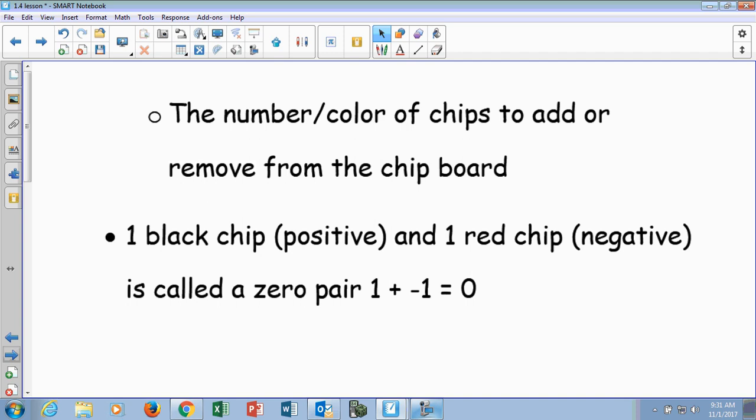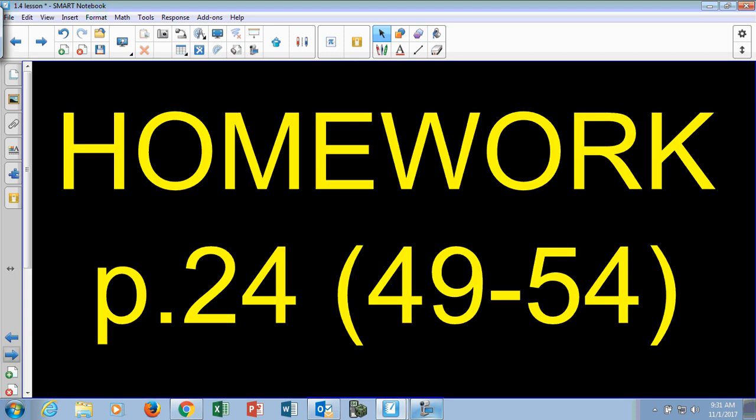All right, so your homework for tonight, and you can work on it now because you have lots of time. Page 24, 49 to 54. And you literally have a half hour to work on it, which is plenty of time.